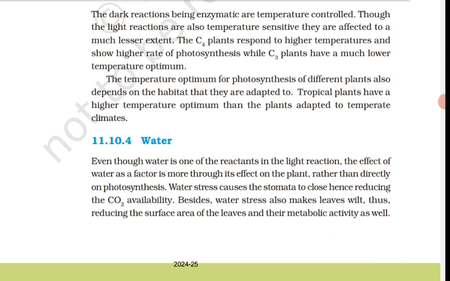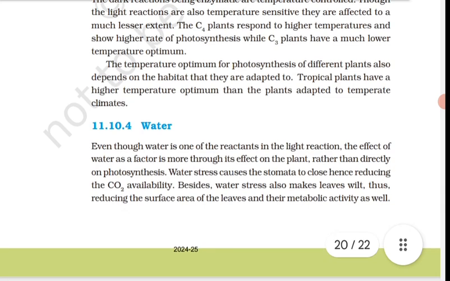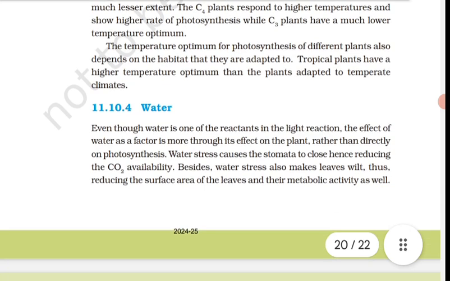Splitting of the water molecule is associated with PS2, resulting in the release of O2, protons, and transfer of electrons to PS2.